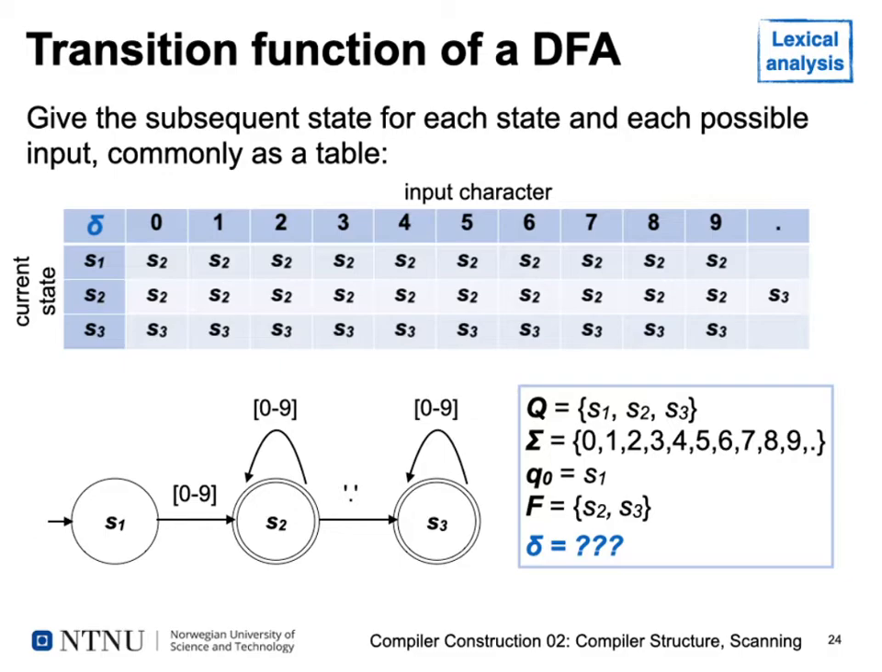Now, this transition function is just a mapping of an input state, so the state we're currently in, and an input character, so the character we're reading, and it gives an output state. And a very simple way to represent this is to just write it down as a table. So this delta function, for example, tells us if we're in state S1 and we read a 0, we proceed to state S2. If we're in state S1 and we read a 1, we also proceed to state S2. Now, if we're in state S1 and read a decimal point at the beginning, there's nothing there. We don't know what to do. So we'll take a look at that later.